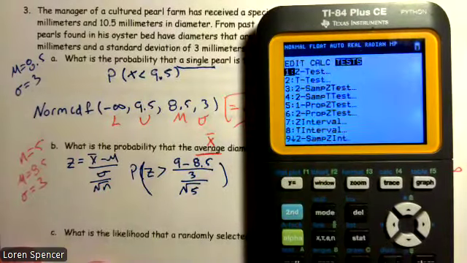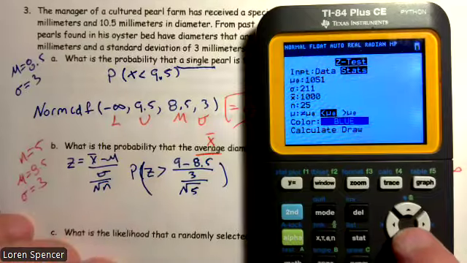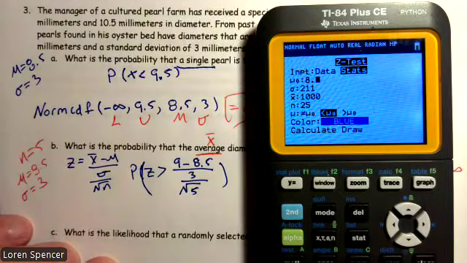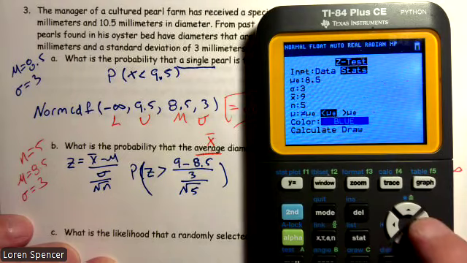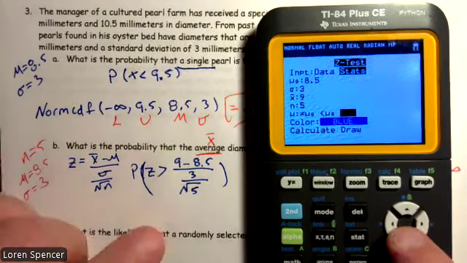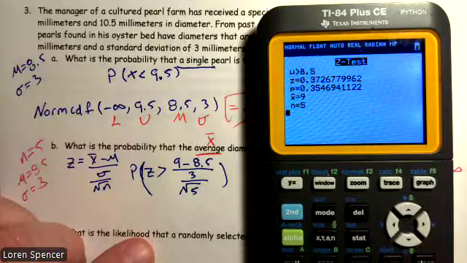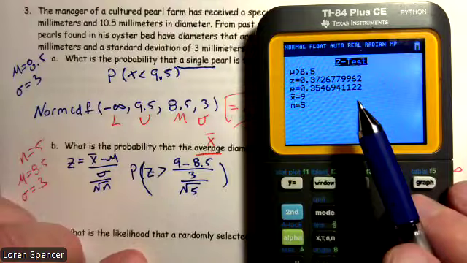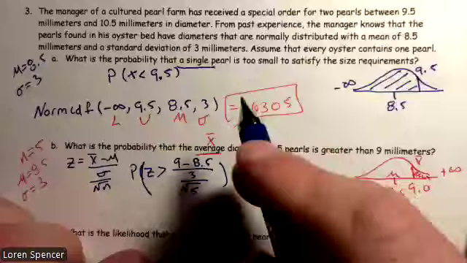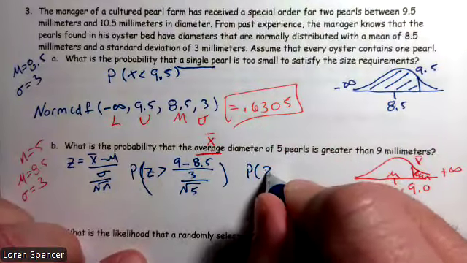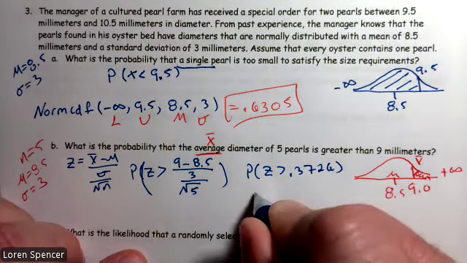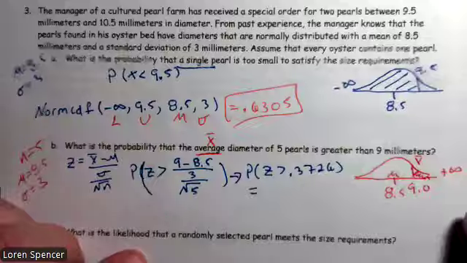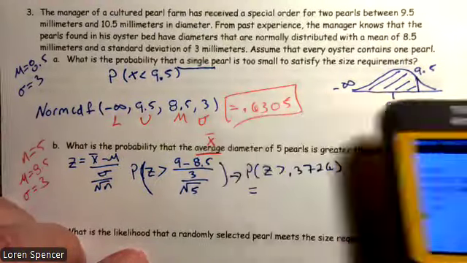Stat test, Z test. Press enter. Mean 8.5. Standard deviation 3. X bar 9. Sample size 5. And we wanted greater than, so make sure we have greater than highlighted. And we get a 0.3 z-score. So the probability that Z is greater than 0.3726 equals 0.3546.